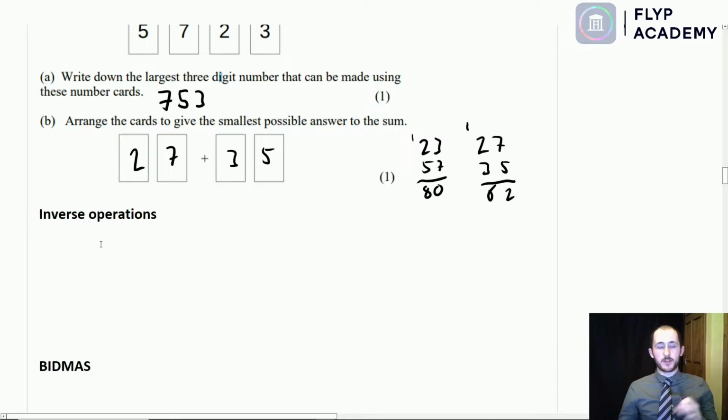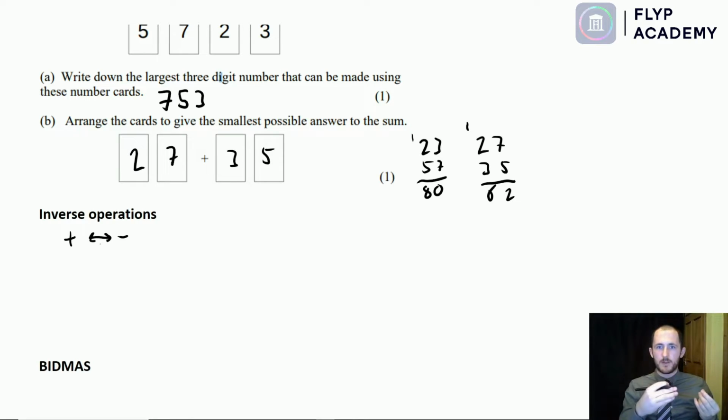Inverse operations. Okay, one that's super quick. Inverse operations means that you should be able to understand that adding and subtraction are opposites of each other. So for example, if I do 25 plus 5 gives me 30. To go from 30 to 25, I do the opposite, the inverse operation, which is minusing 5.